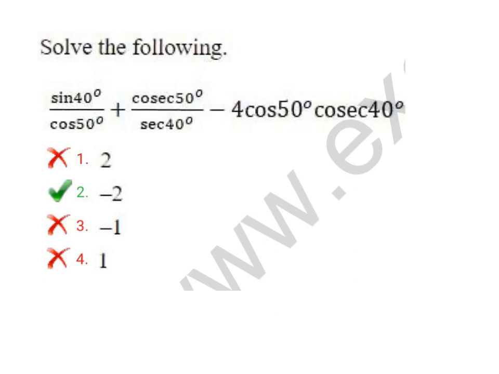Next, sin 40 by cos 50. This becomes 1, this becomes 1, this becomes 1. So 1 plus 1 minus 4, that is 2 minus 4, equals minus 2.